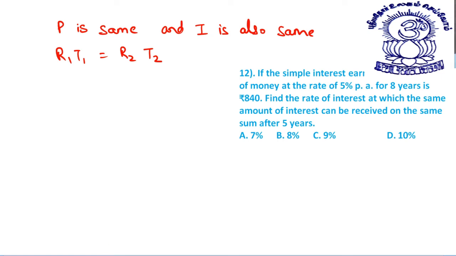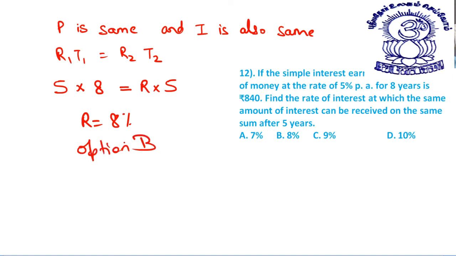So I hope you get it. R1 T1 is equal to R2 T2. R1 is 5, T1 is 8. R2 is what we need to find, and time is 5 years. 5 and 5 cancel. You easily get R is equal to 8% per annum. Option B is your answer. Very easy, dear students. I hope it's clear to all of you.